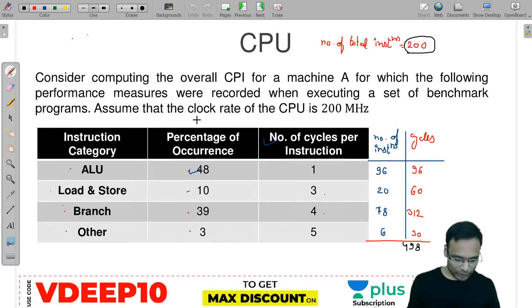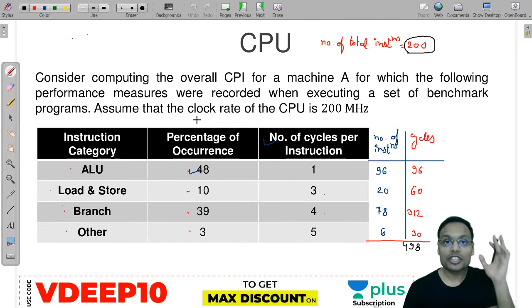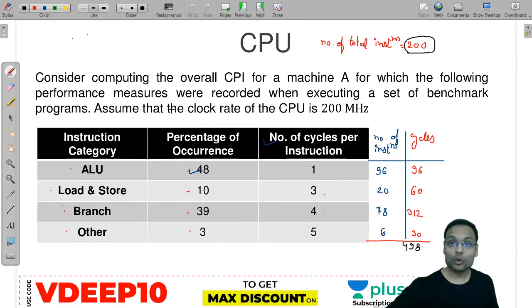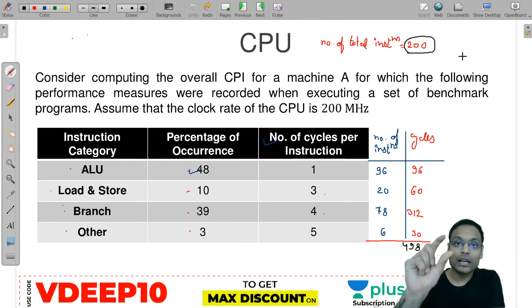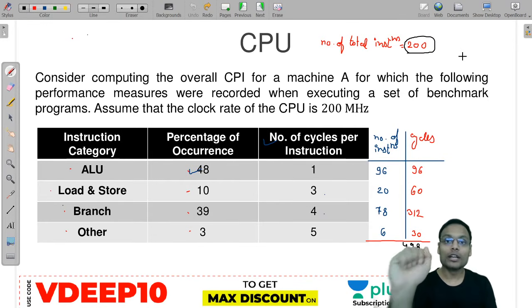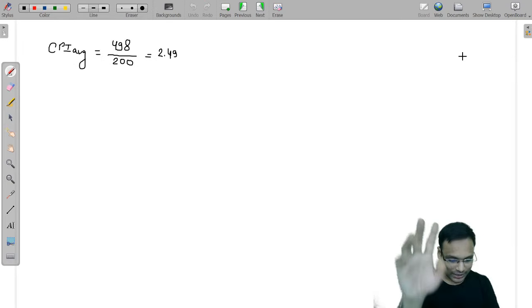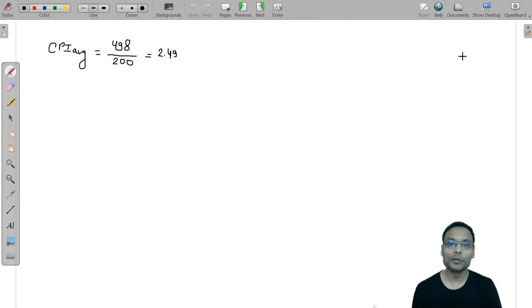It's not divided by 4. It's not per category we are calculating. It's per instruction we are calculating. Total 200 instructions hai bhaiya. 200 instructions are there and for one instruction I am calculating, what is the average cycle? That is why that answer is. It's fine if you are able to manage for understanding.